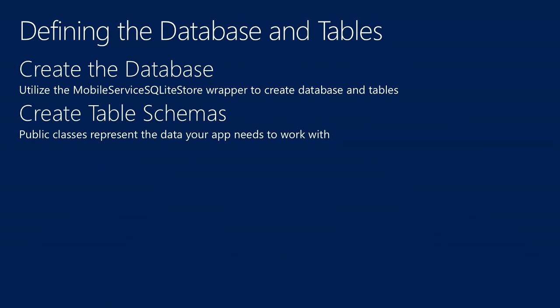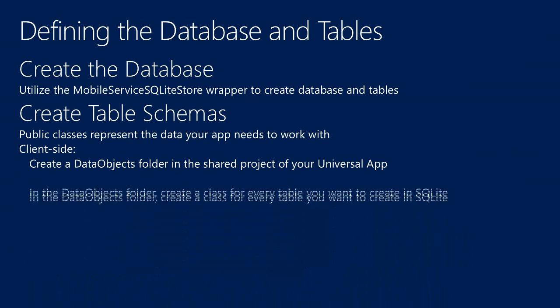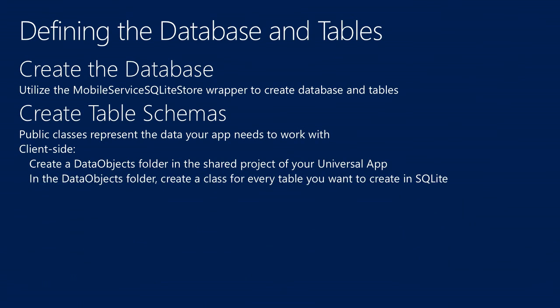We have this other tool called AutoMapper that you can use to talk to existing stuff, because I don't want you to think this is a green field only scenario. So the table schemas are just public classes that you're going to create that model what you look like. On the client side of your universal app, in that shared area, I'm going to have you create a data objects folder. The only reason I'm doing that is because it does the exact same thing on the server side.